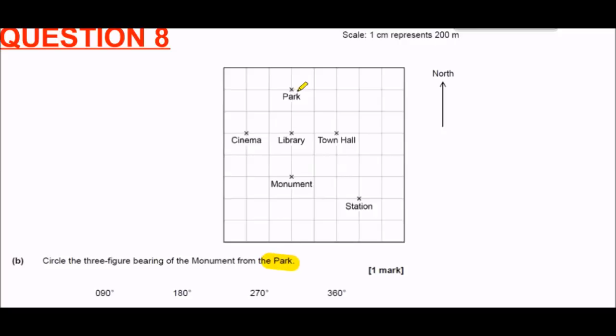Where bearings are measured from is important. So what we do is a straight line looking north from the park, and we're looking at the monument from the park. Now the monument from the park is actually just a straight line from the park going downwards, as so. And so as a bearing, what this would be is looking north from the park, how far we'd have to turn from the park facing north to face the monument.